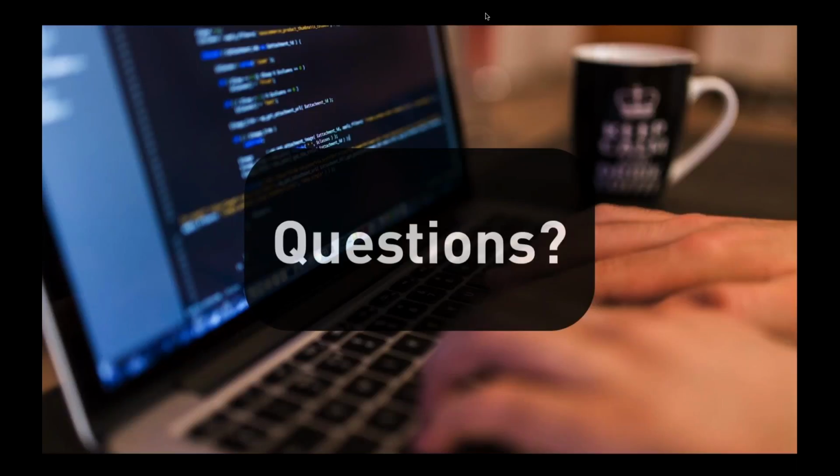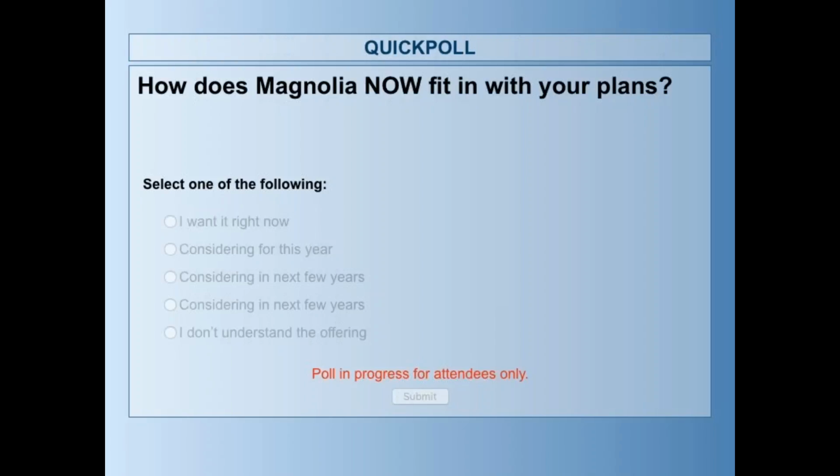Before we get started with the questions, perhaps we can just run a quick poll among you. Based on what you've just seen and based on your current requirements, how do you actually see Magnolia fitting in with your plans? Do you have thoughts about this right now? This would be super helpful for us to get a bit of feedback on that.